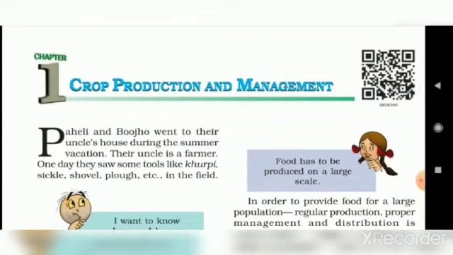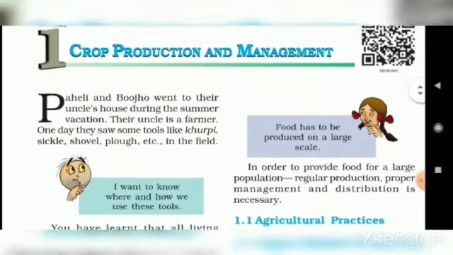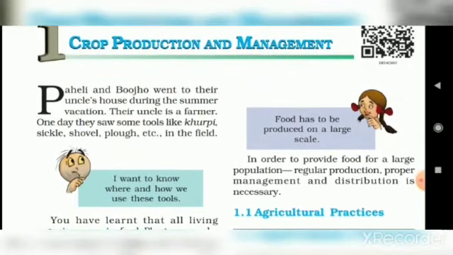Paheli and Bhoju went to their uncle's house during the summer vacation. Their uncle is a farmer. One day they saw some tools like khurpi, sickle, shawl, plow, etc. in the field. I want to know where and how we use these tools.